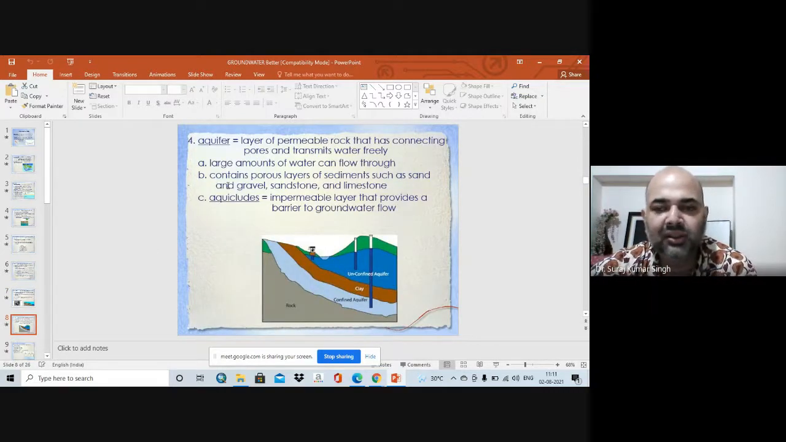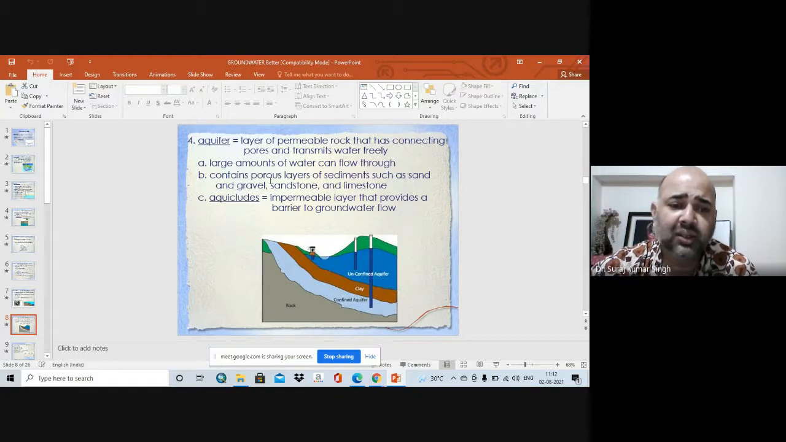Then the other important term connected with groundwater movement is the aquifer. So what is an aquifer? An aquifer is a layer of permeable rock that has connected pores and transmits water freely. Whenever you see any wells, that is indicative of an aquifer. A large amount of water can flow through aquifers, and they contain porous layers of sediment such as sand, gravel, sandstone and limestone. That is the most important feature required for the conservation of water resources.